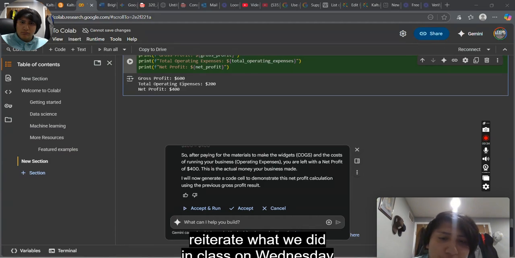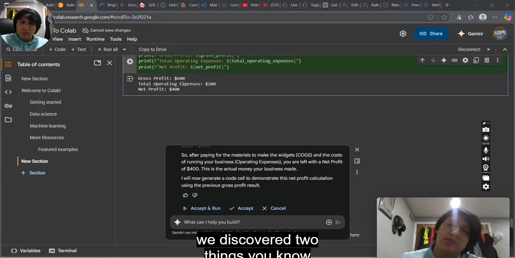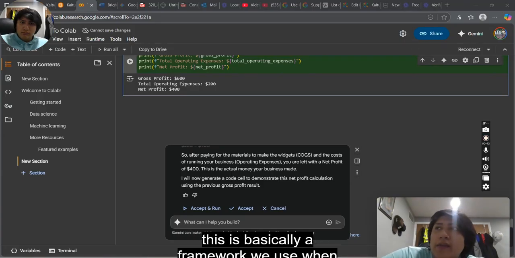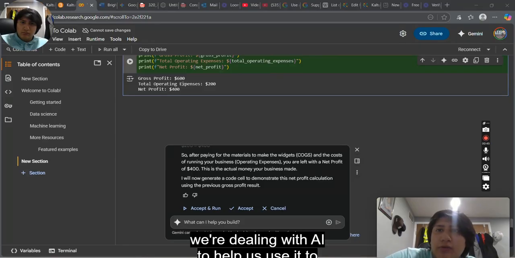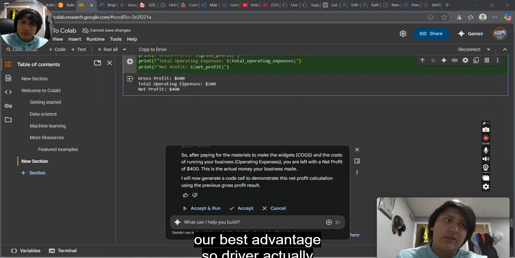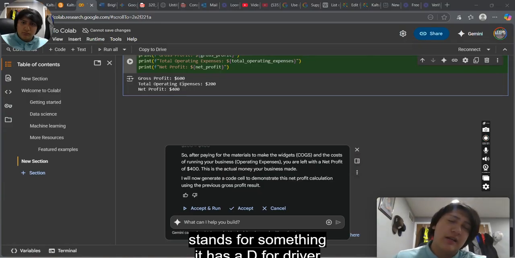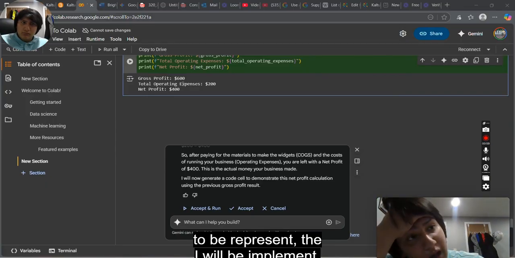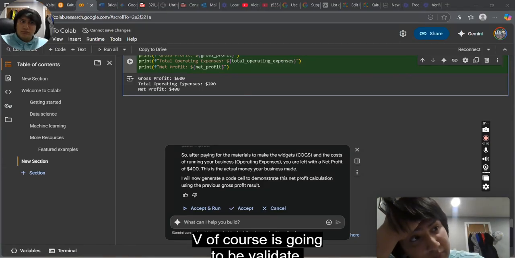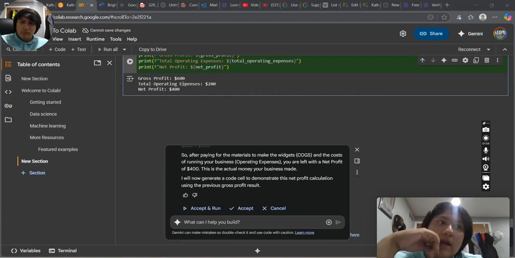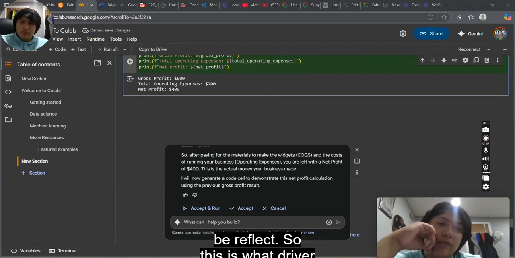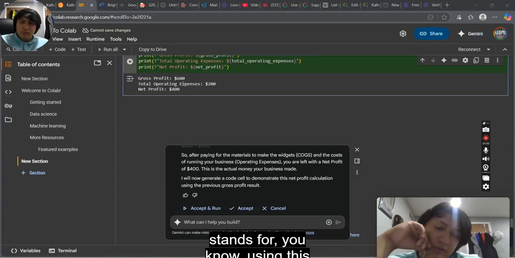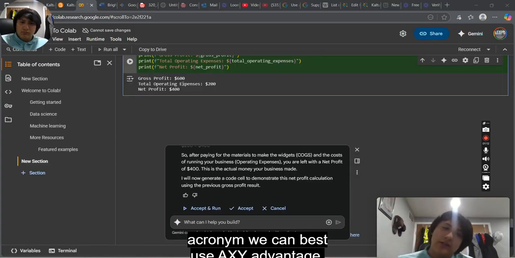So, just to reiterate what we did in class on Wednesday, we discovered a few things. Basically we learned about the DRIVER framework. This is a framework we use when we're dealing with AI to help us use it to our best advantage. DRIVER actually stands for something: D is for define, R is going to represent, the I will be implement, V of course is going to be validate, E is going to be evolve, and R would be reflect. So this is what DRIVER stands for. Using this acronym we can best use AI to our advantage.